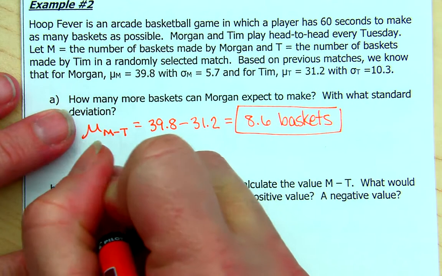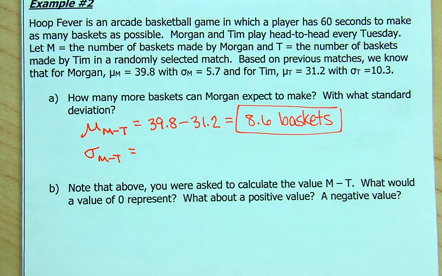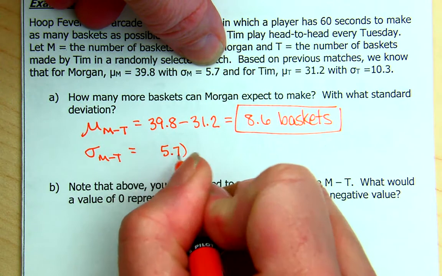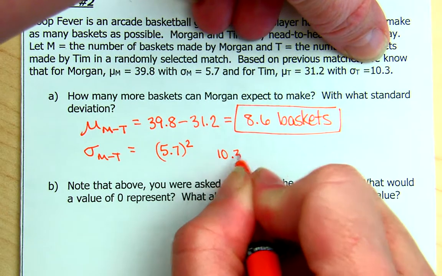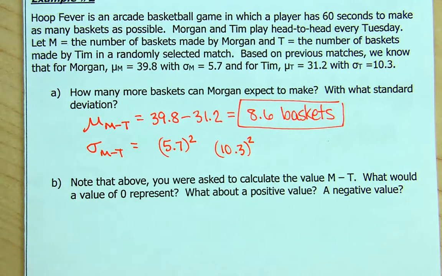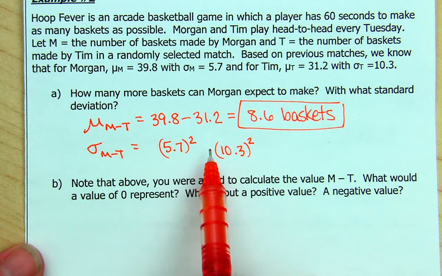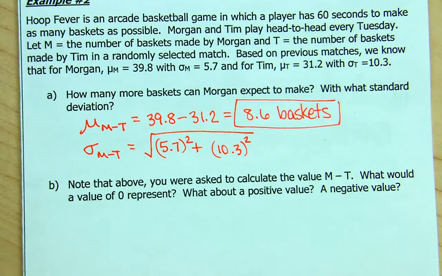Then to find the standard deviation for Morgan minus Tim, we have to convert the standard deviations to variance, combine them, and then take the square root to get back to standard deviation. So, Morgan's is 5.7. I'm going to square that to get his variance. Tim's is 10.3. I'm going to square that to get his variance. Now, if we're subtracting, what operation do I need to do with these variances? Add. Very good. And then I will take the square root to get back to standard deviation.